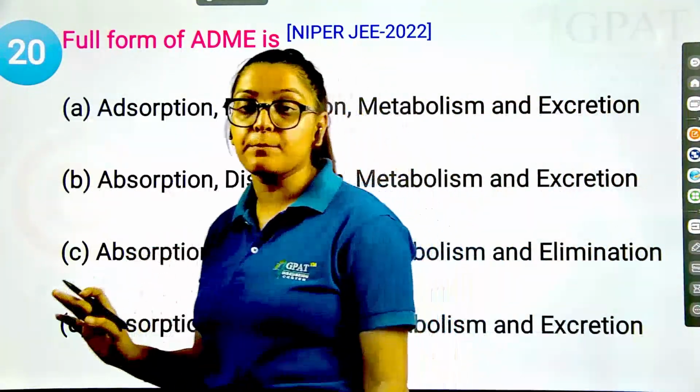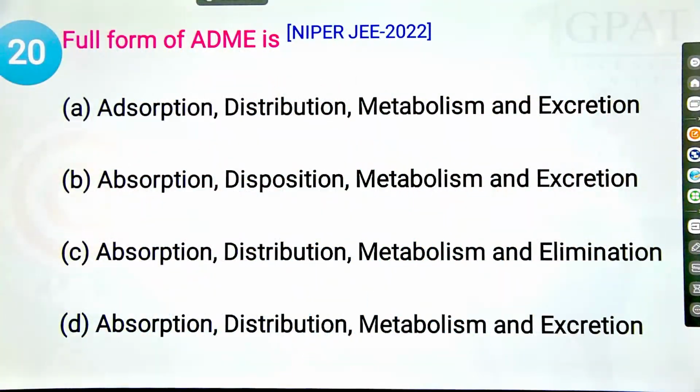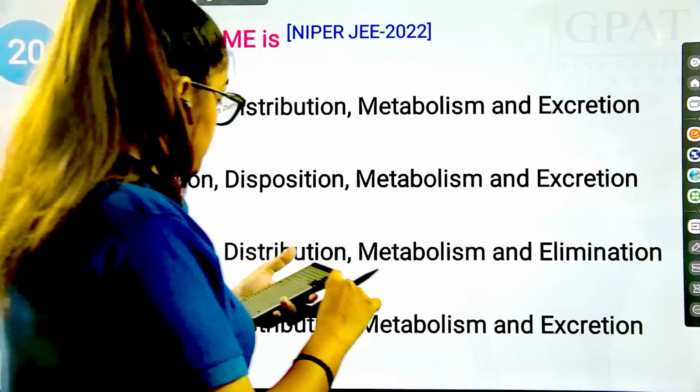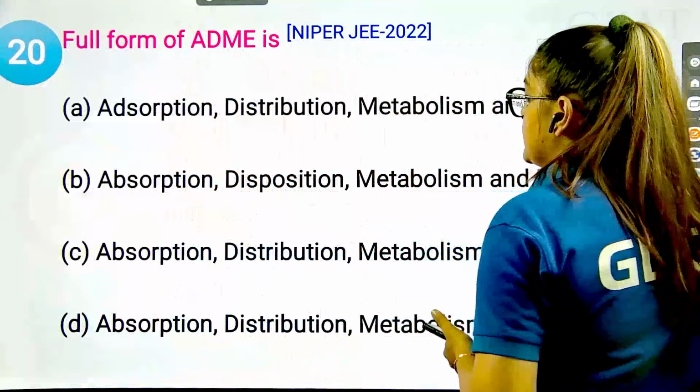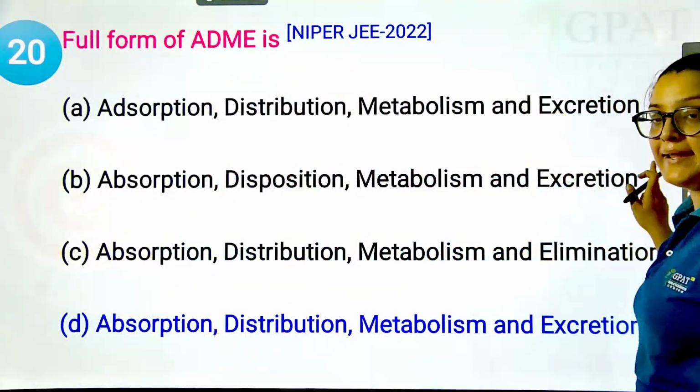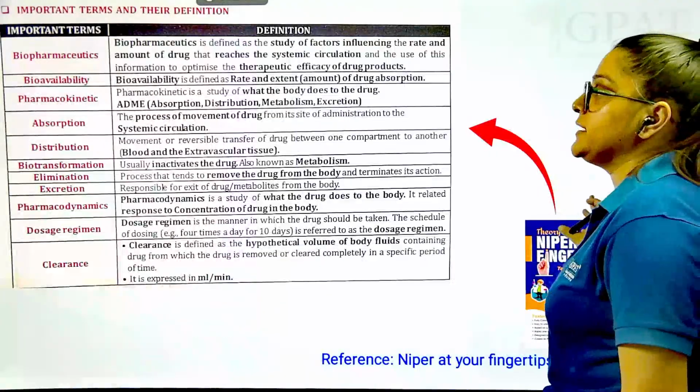Next, full form of ADME. This is such a simple question from 2022 Biopharmaceutics. Basic question they are asking about the ADME. Only I think the confusion can be from the excretion or the elimination. Rest should be all clear. Please answer. Yes, so it will be absorption, distribution, metabolism and excretion, right? ADME. Option D is correct.